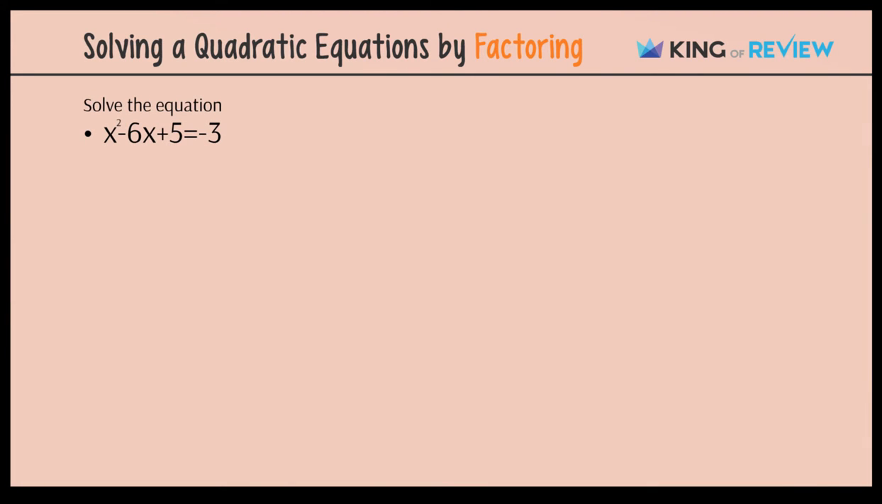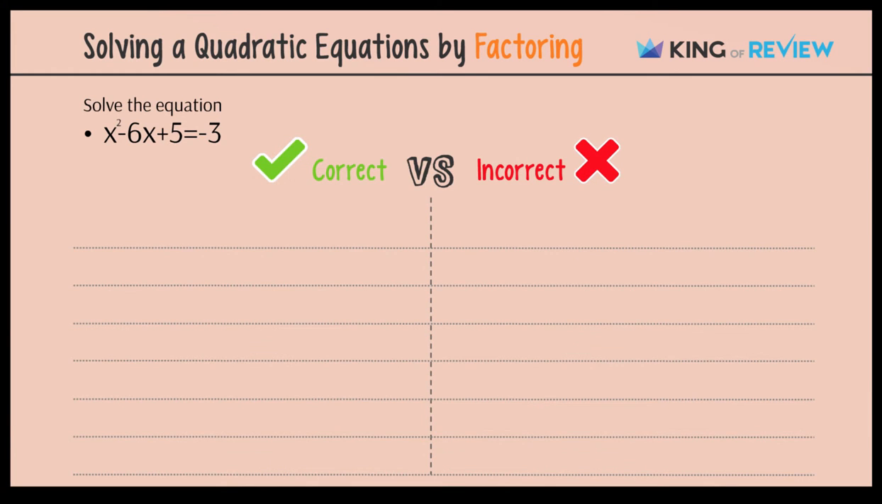Solve the equation x squared minus 6x plus 5 equals negative 3. Some students make a mistake solving this kind of problem because they don't put the equation in standard form first and use the zero product property incorrectly. You may think that it's possible to factor this left side. So if we factor it, we get x minus 1 times x minus 5 equals negative 3. But we can't use the zero product property here since the right side is not 0. We can't proceed anymore. This is wrong.